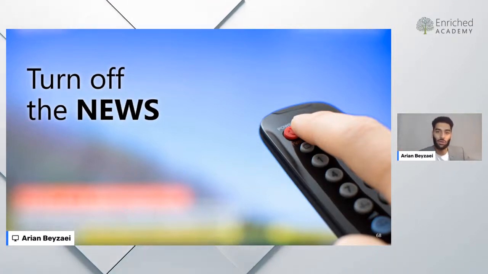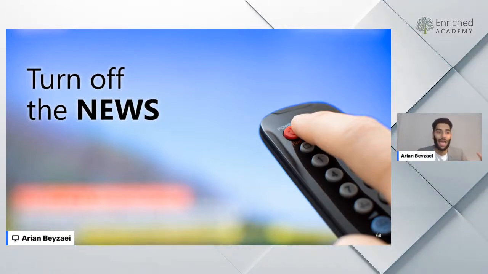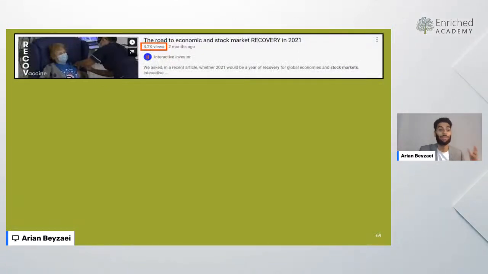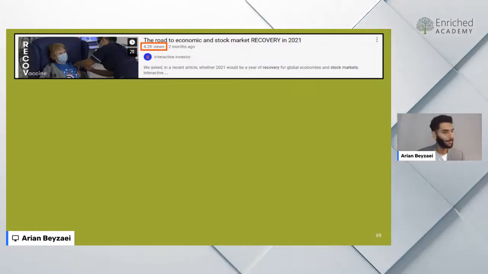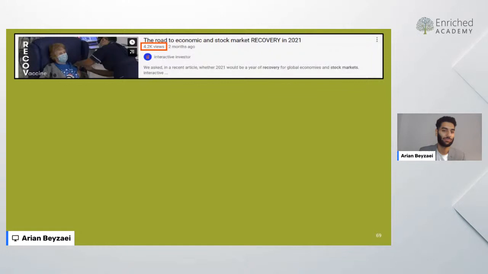Stop watching news articles on the stock market and start studying how the stock market actually works. Big difference. And remember, pessimism is persuasive. Guys, in 2020, these were some of the YouTube videos that I saw. Look at this one: The Road to Economic Stock Market Recovery in 2021. Great, very positive headline, 4,000 views.